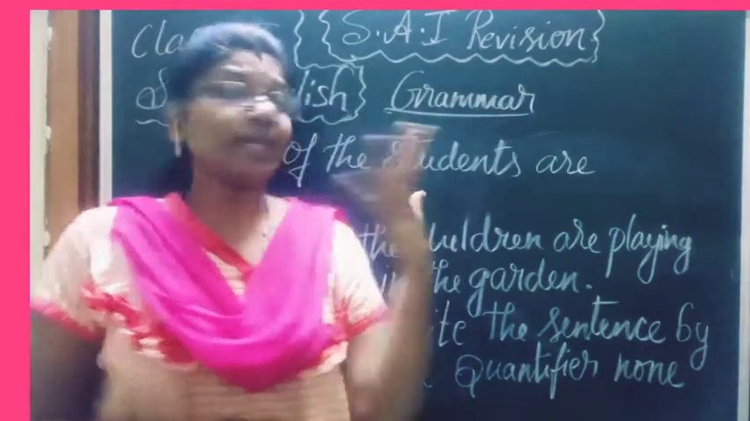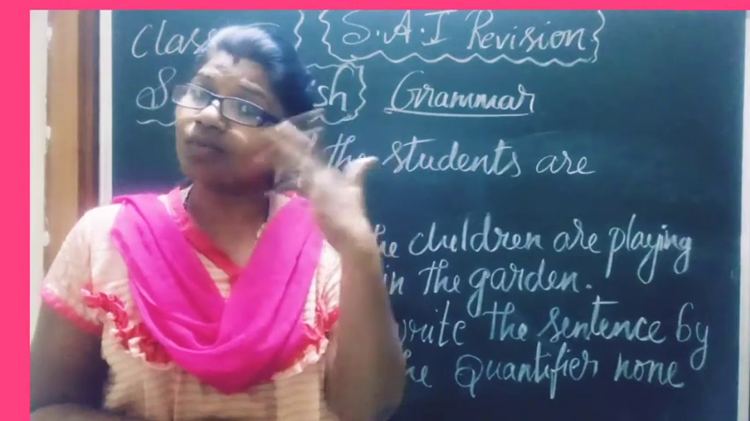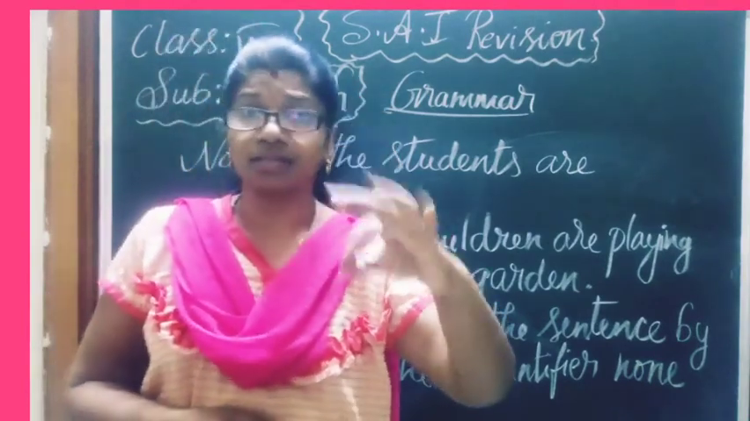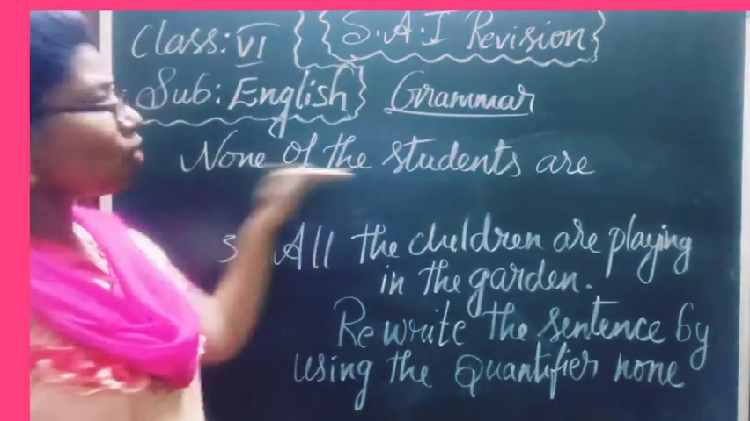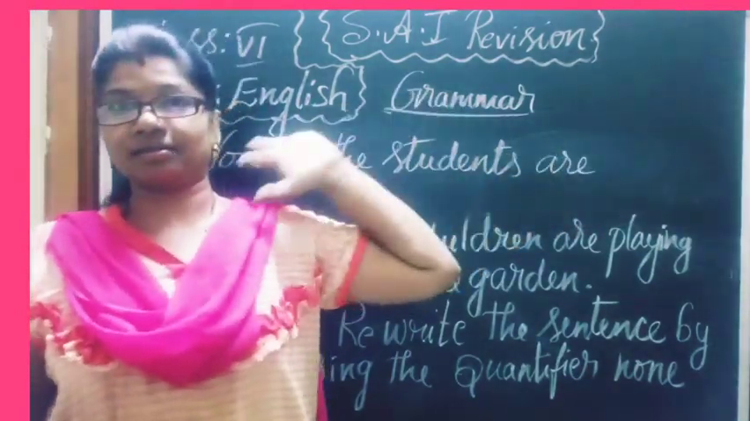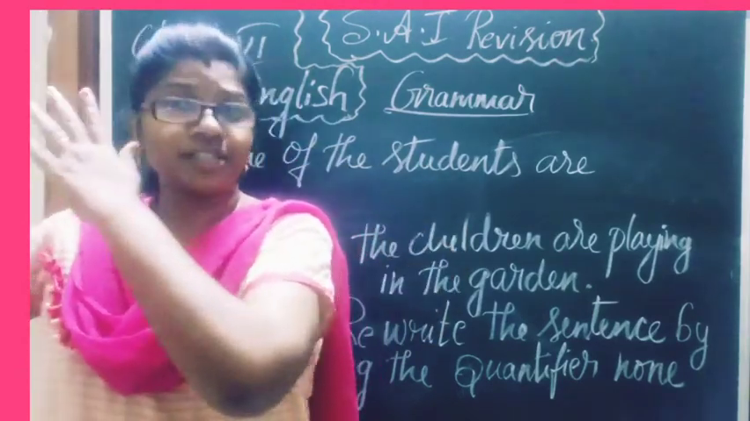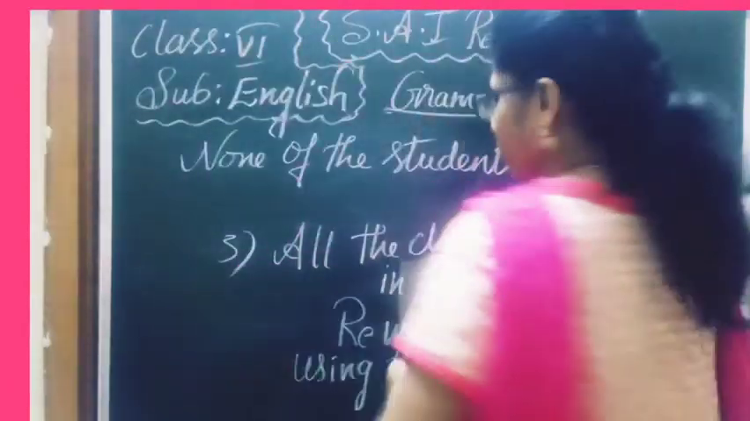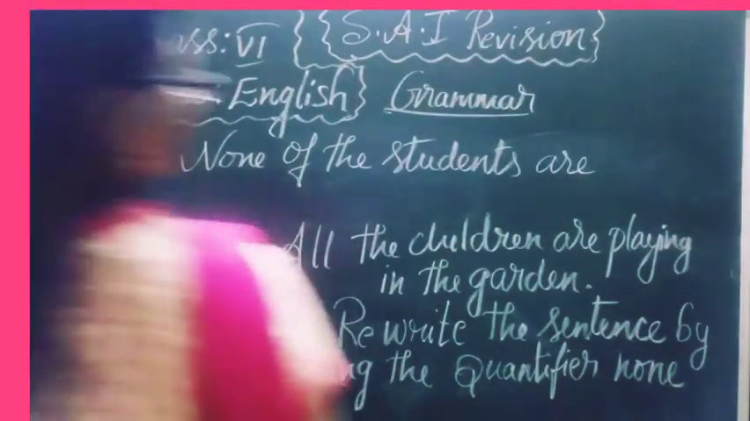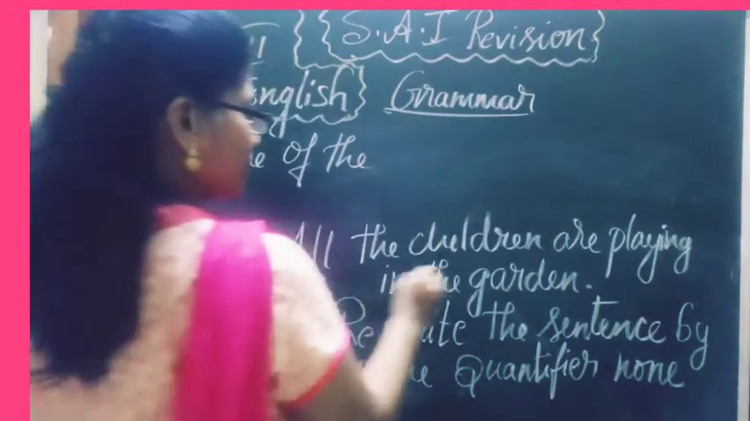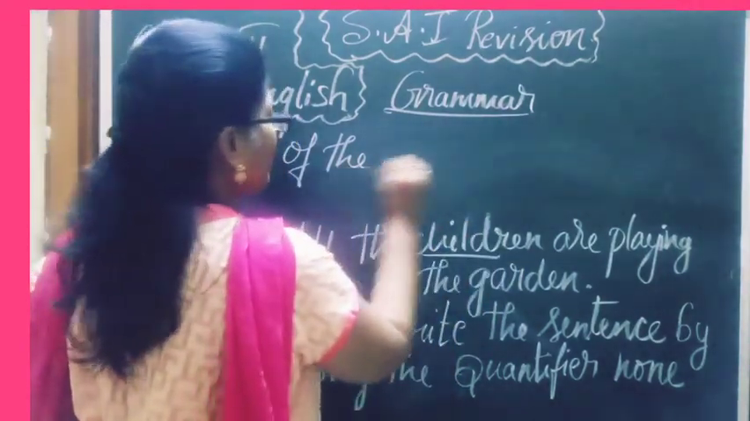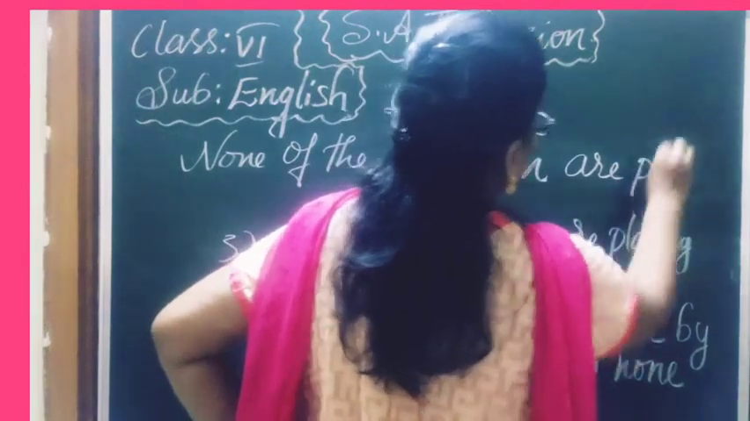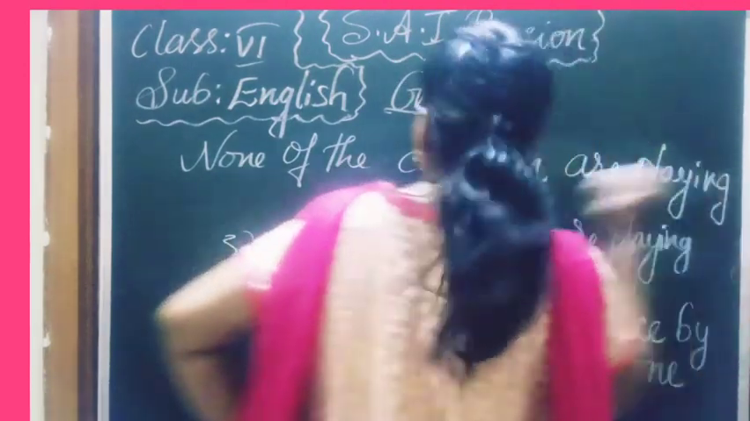The verb should be is or are, depending upon your answer. What do you want to express? If you would like to express that not even a single child is playing in the garden, then you write, none of the students is playing in the garden. And if you want to say that not at all the children are playing in the garden, then here I have mentioned children, so let's take children itself. Because in the question I have mentioned children, none of the children are playing in the garden.